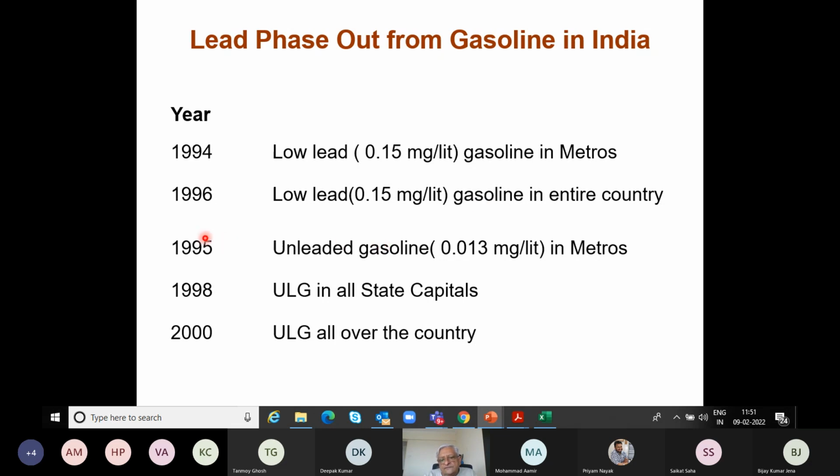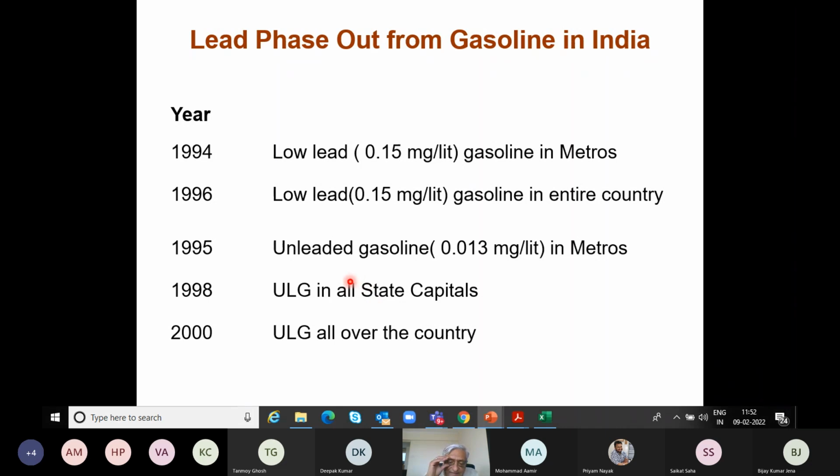So in 1995, almost zero leaded gasoline was introduced in the metros. In fact, friends, you might find this funny, but in those days, if you went into a petrol station, there were two petrol pumps. One had a heading saying leaded gasoline, and the other said unleaded gasoline. And there was a price differential between the two. The unleaded gasoline, of course, had the same octane.